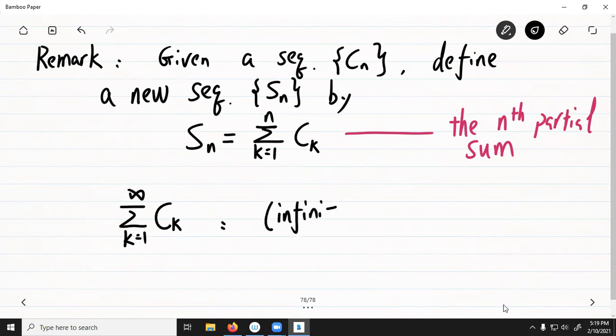Infinite series. Sometimes we just say series. The series is nothing but an infinite sum of a sequence. This is something we have learned in calculus too, right? Some definitions, just a quick review of these definitions. Now let's look at the following things.